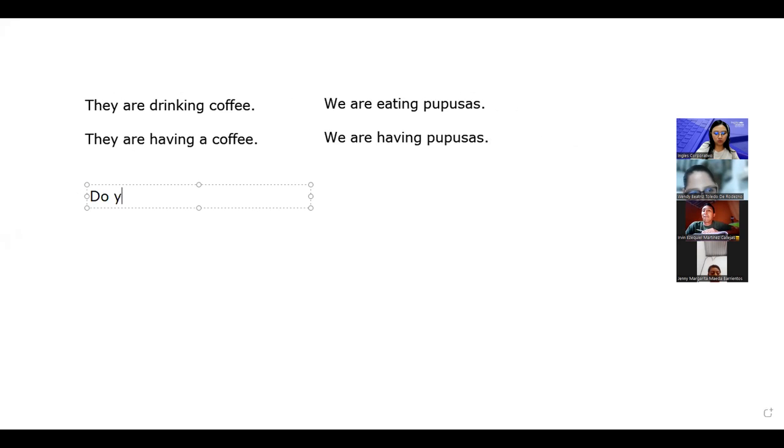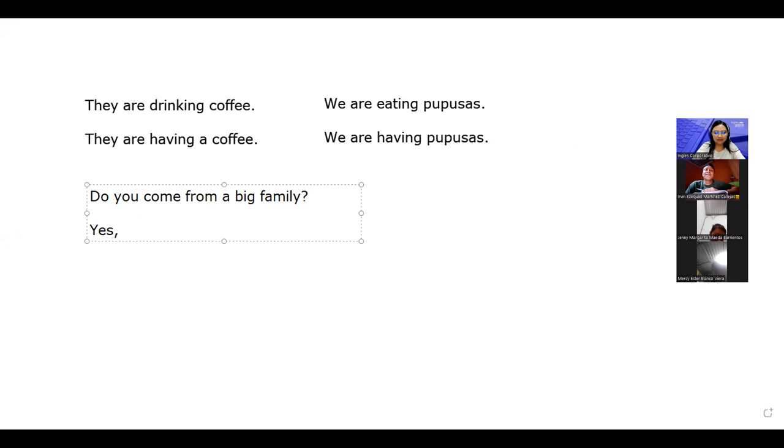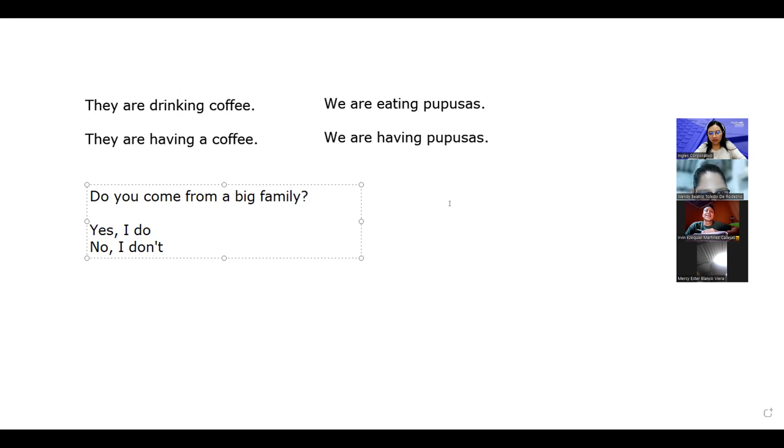So, do you come from a big family? Esa era mi primera pregunta. ¿Vienen de una familia grande? Acuérdense que estoy ocupando el auxiliar do. ¿Cómo responderíamos? Afirmativo: yes, I do. Negative: no, I don't. Do you come from a big family? Yes, I do. No, I don't.